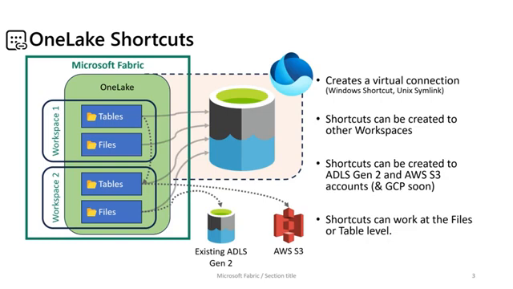So you're reading from that, and the cost is put on the data that has been shortcut. That can be done to existing ADLS Gen2 and AWS S3 at this point in time. They can also both work at the files or table level. I'll show a bit later in a different video how to do that for the tables.